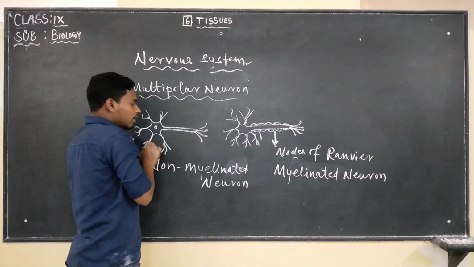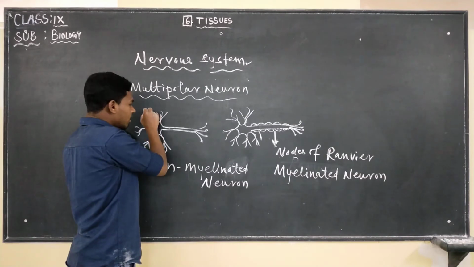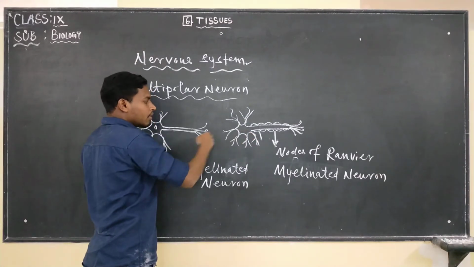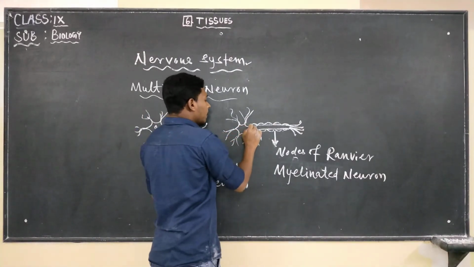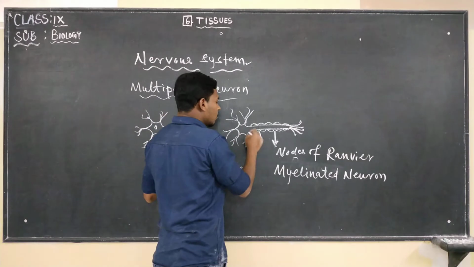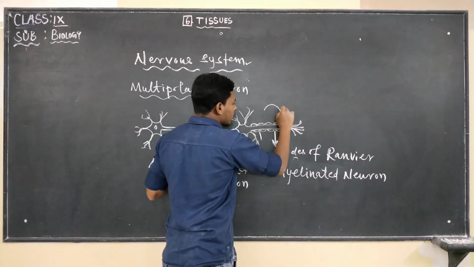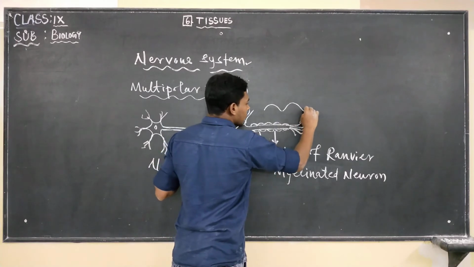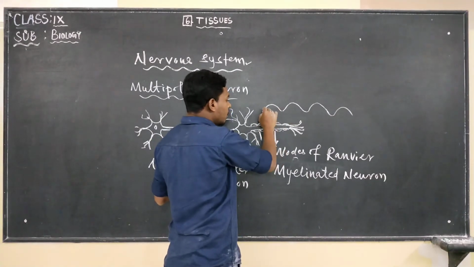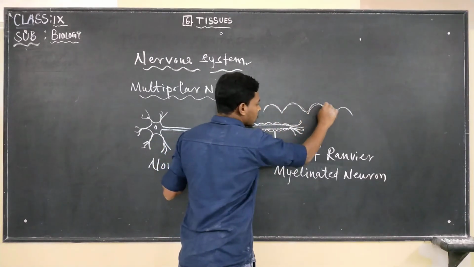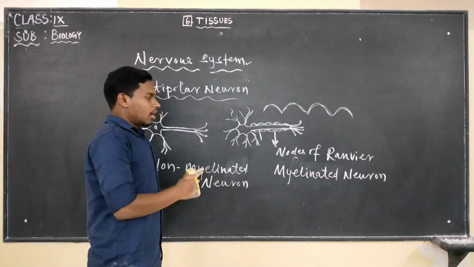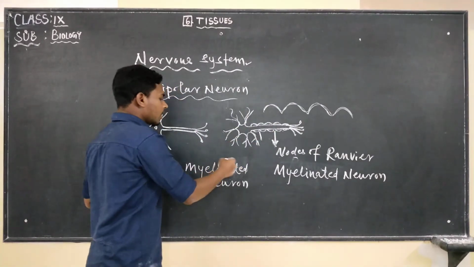So here the transmission of impulse takes place along the axon. Here the transmission of impulse takes place between the nodes of Ranvier, that means the impulse would propagate like this, from node to node. We have nodes of Ranvier, right? So the impulse would travel from node to node, and finally reach the nerve endings. So this is how the transmission of impulse takes place in myelinated neuron.